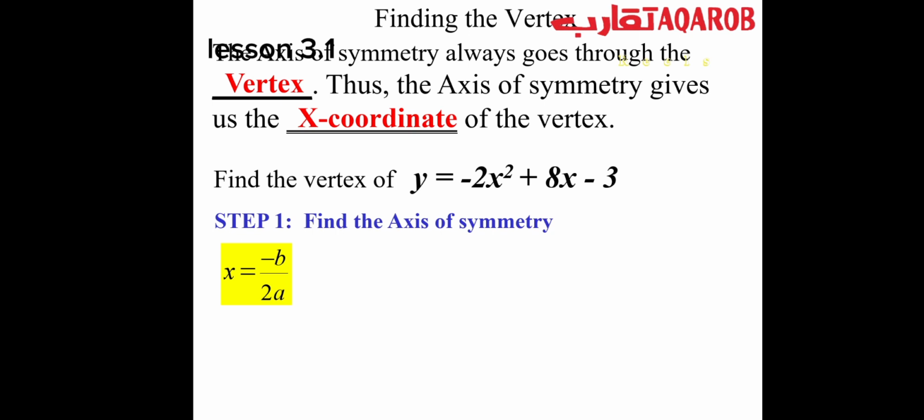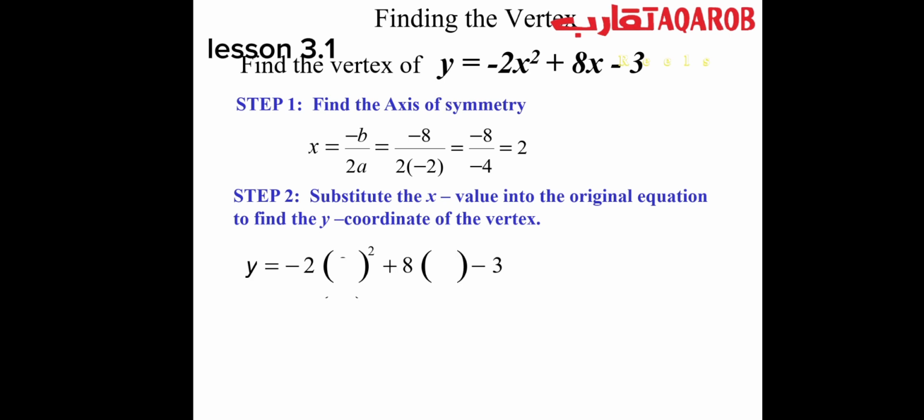Now here, for example, if you have been asked to find the axis of symmetry equation, all you have to do is use the formula, replace the values of a and b, and find x equal to 2. Now x equals 2 is the equation for the vertical line, and it's also the x coordinate for the vertex. Now to find the y coordinate for the vertex, all you have to do is replace x by its value, 2.